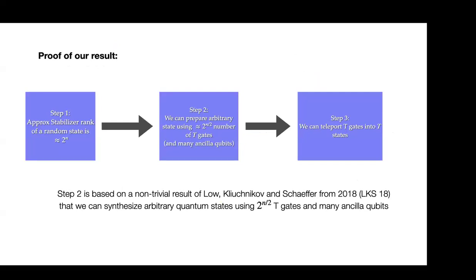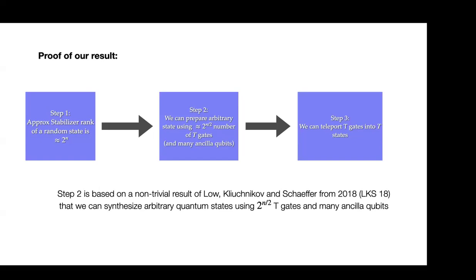So okay, let me tell you about the proof technique. We have three steps. The first step is that the approximate stabilizer rank for a random state is exponentially large, where a random state is from the distribution called the Haar measure. And second, we use a result of Low, Kliuchnikov, and Schaeffer from 2018 that an arbitrary state, including a random state, can be prepared using 2 to the n over 2 number of T-gates.